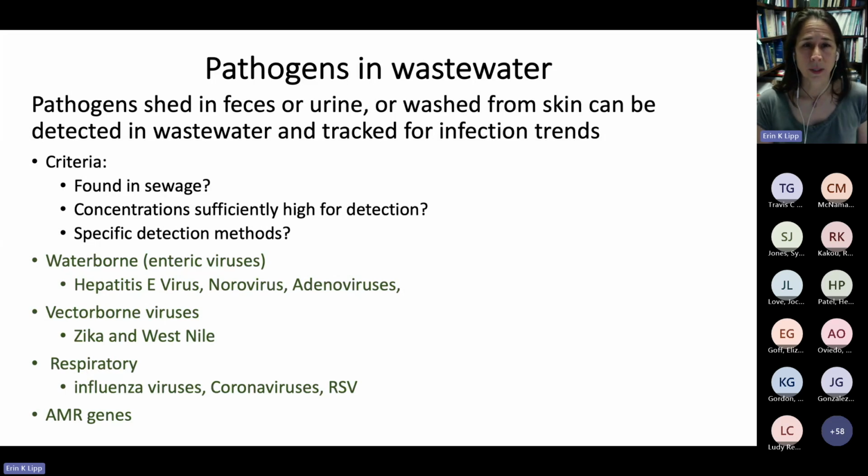So when you're thinking about criteria of what would be useful to look at in terms of wastewater surveillance, the first thing is, can you actually find it in sewage in a reliable way? Even if you don't know exactly how it's getting there, are you finding it there?